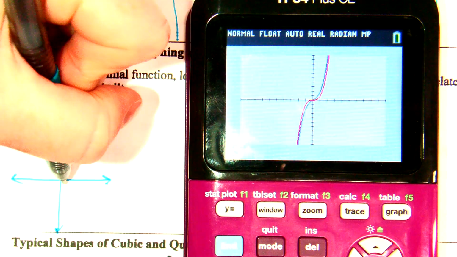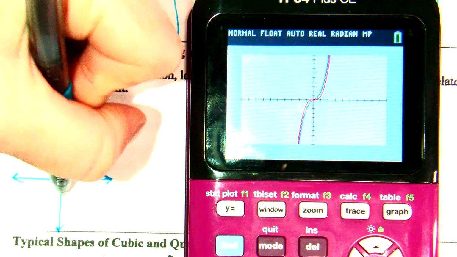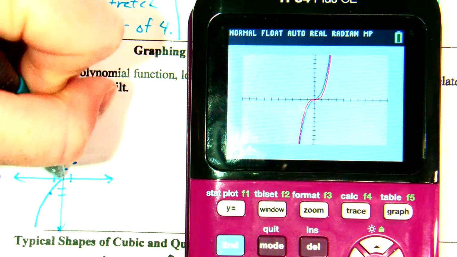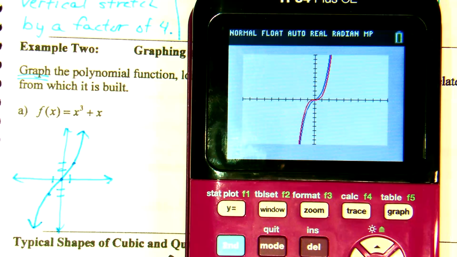And so if you want to put some specific points in here, you can. But it still looks like a basic y equals x to the third graph, doesn't it? Again, we'll talk about some details of that in a moment. Let's go through the questions. Okay, so we graphed it.